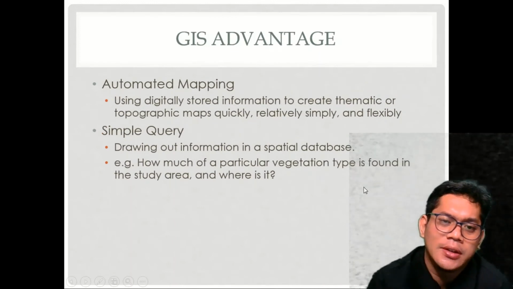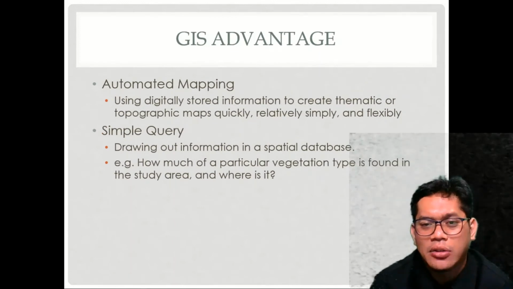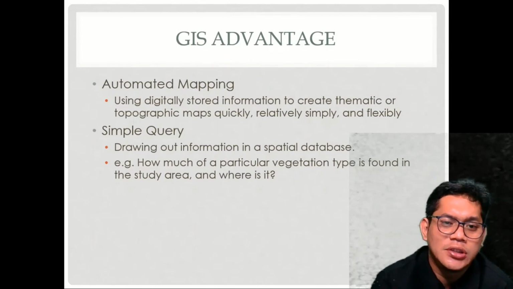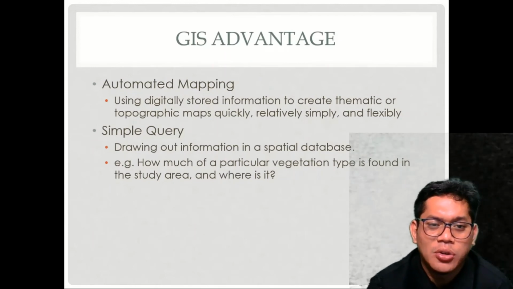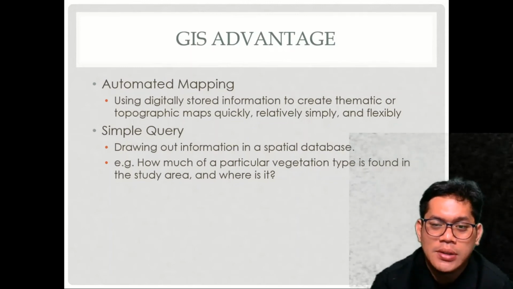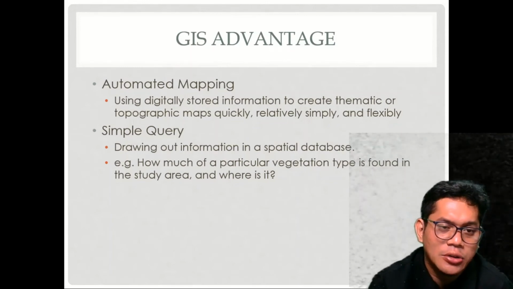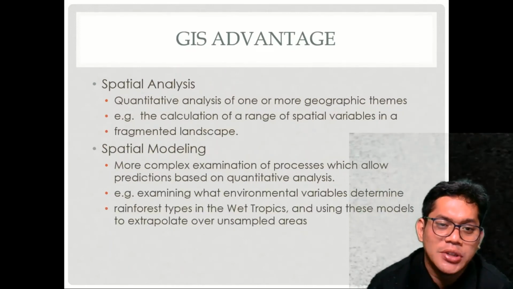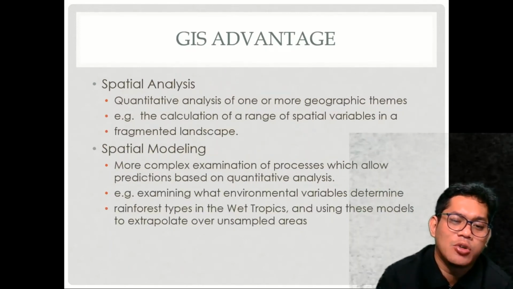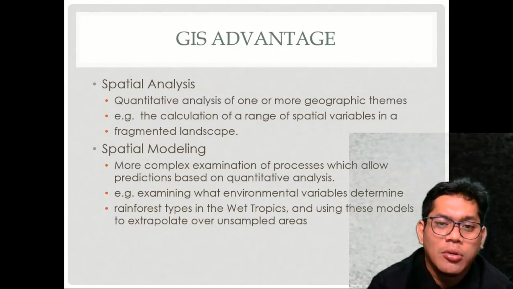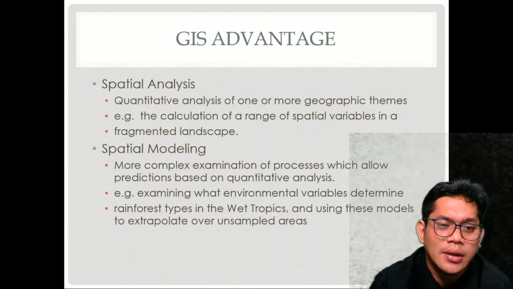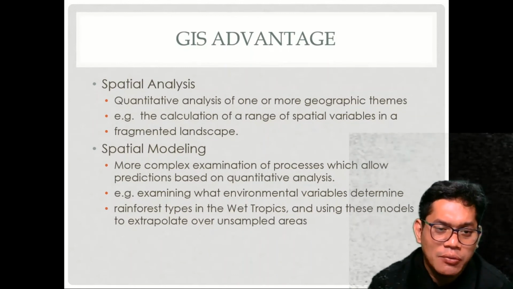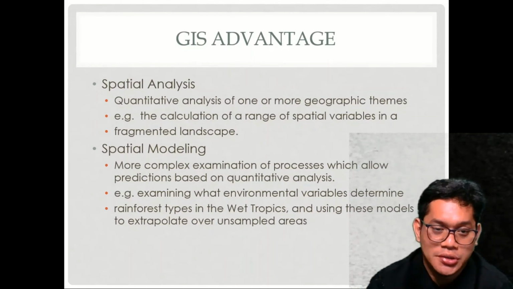But basically, when we talk about the GIS, they have a lot of advantages, such as automated mapping, to use the digitally stored information to create thematic or topographic maps quickly, simple and flexible, to do some simple queries of the data; spatial analysis, which is the quantitative analysis of one or more geographic themes; and spatial modeling, which is the complex examination of the processes which allow predictions or simulations of the data.